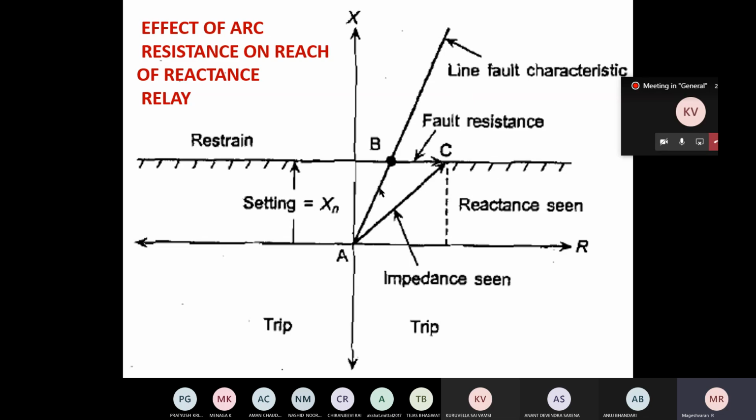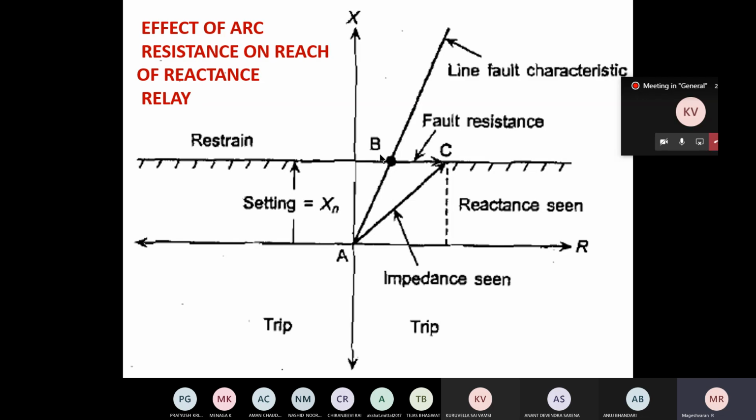Initially it was AB. Now also it is the same distance in the C and B are on the same line. Whereas in the case of the simple impedance relay as well as in the Mho relay, we are going to see the Mho relay also, in both the cases the characteristic operating region is curved. It is curved, so these 2 points won't be in the same line. It cannot be in the same line. That is why some underreach is noticed in those types of characteristics.